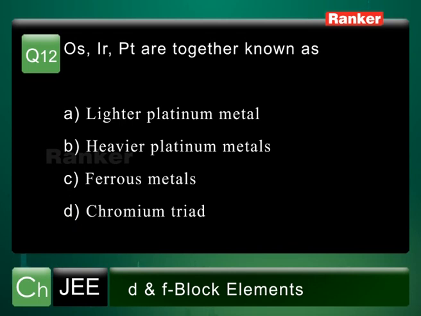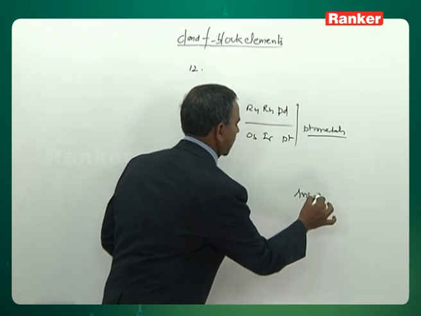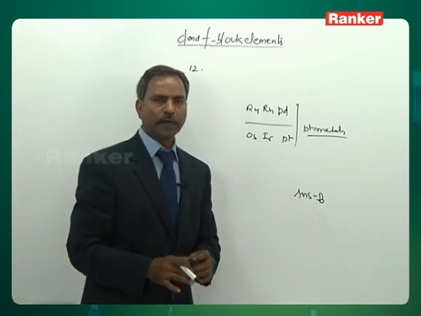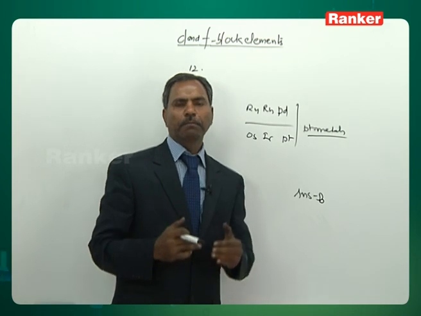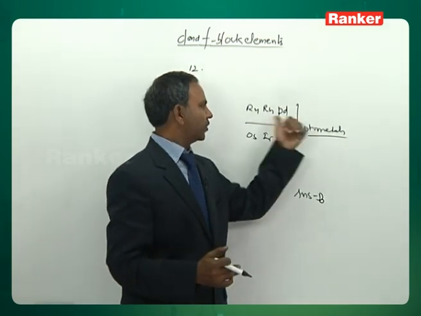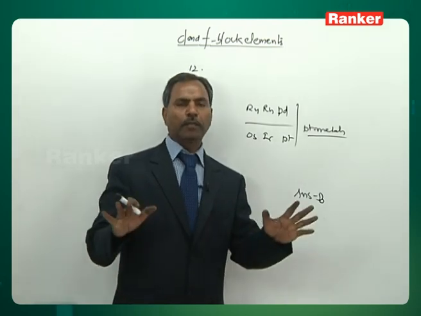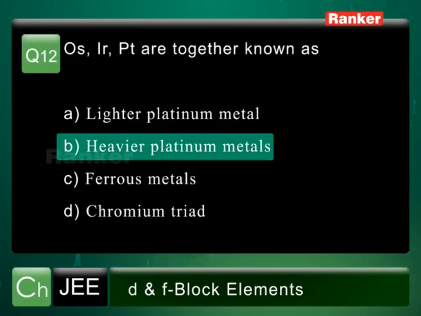Therefore, option A is given as lighter platinum metals. These are lighter, but these are heavier platinum metals. Therefore, option B is the correct answer. Osmium, iridium, platinum are known as platinum metals, but since these are heavier, they are commonly known as heavier platinum metals. The first 3 we call lighter platinum metals. All together, we call them platinum metals: lighter platinum metals and heavier platinum metals.